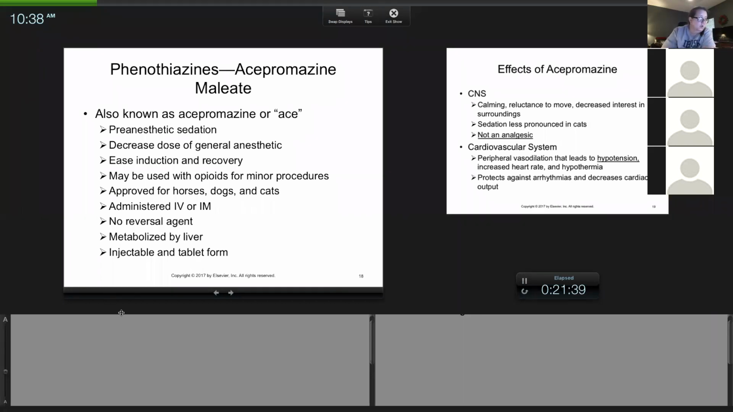The thing also to know, there is no reversal agent. So any side effects that you encounter, you have to treat the symptoms because you cannot take it away. When I give acepromazine, and I think I said this day one of anesthesia, if I'm unsure of a dose in a patient, you can start low because you can always give them more, but you cannot take it away.